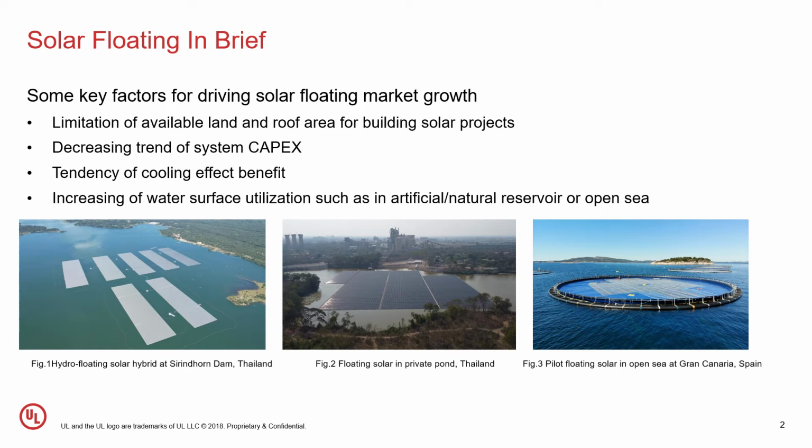And the next one is about the cooling effect benefit from installing the PV on the water, because by theory, PV will perform better if the temperature is lower. Then the next one is a big benefit. It's about increasing the water surface utilization, such as artificial or natural reservoirs or even open sea. And you can see examples of floating projects in the pictures below.